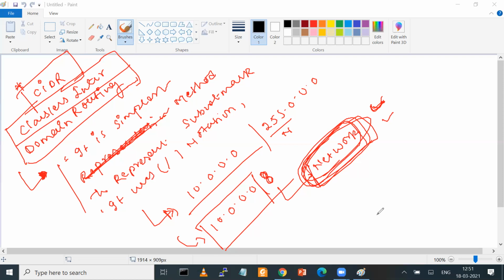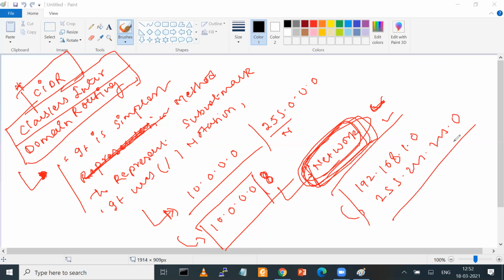Now let's say if I say, just note down one IP, 192.168.1.0, and mask is 255.255.255.0. If I ask what exactly is the CIDR representation, how would it look? 192.168.1.0/24. The mask is /24.